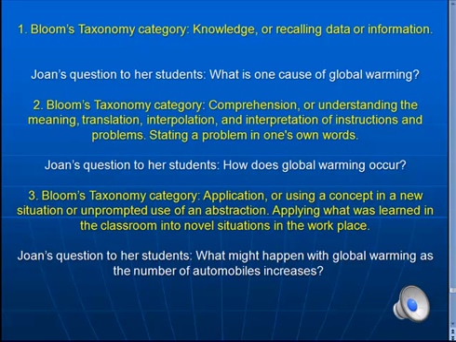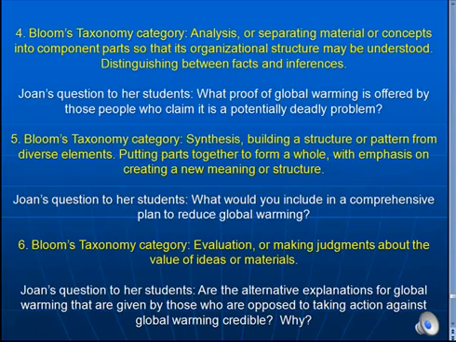It's in the next four categories of questions that we see students required to move to higher order thinking. For example, for the third level of Bloom's taxonomy, application, Joan asks a question that goes as follows: what might happen with global warming as the number of automobiles increases? And here the idea is students take their literal and inferential understandings and use that to problem solve. The next three levels, actually the final three levels in this arc of questions, deal with higher order thinking in relation to analysis, synthesis, and evaluation.